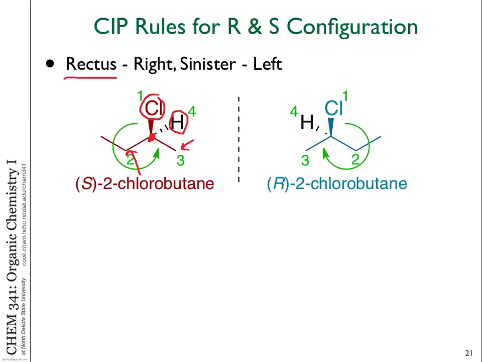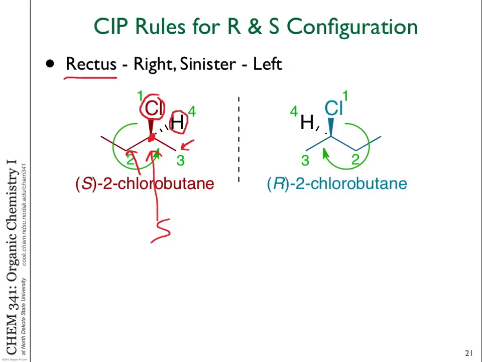And the way you assign S or R is the direction of going from the highest priority to the 3rd highest. So 1, 2, 3, going in that direction, but pointing the lowest priority group away from you. And that's the important thing. So the way I've drawn this, I've shown the hydrogen going to the back. And if the hydrogen, or the lowest priority group, is going to the back, it's easy. In this case, you go counterclockwise, or to the left. Then we say the configuration of that stereogenic carbon is S.